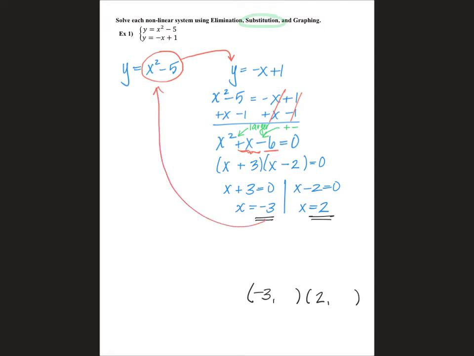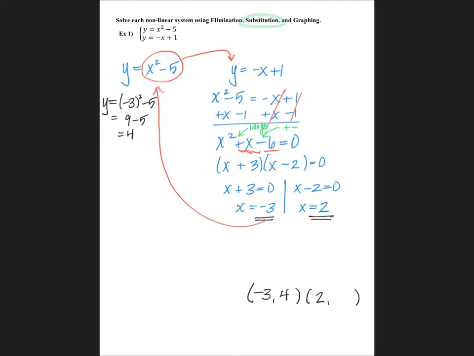So that's going to give me y instead of x squared. I'm going to have a -3 squared minus 5. That's going to give me a +9 minus 5, or 4. So that means this ordered pair is going to be -3, 4.